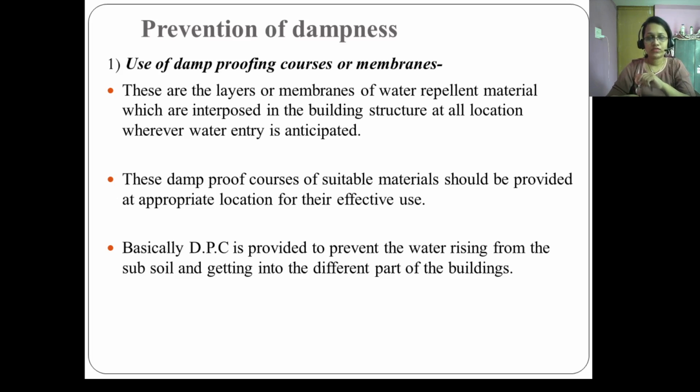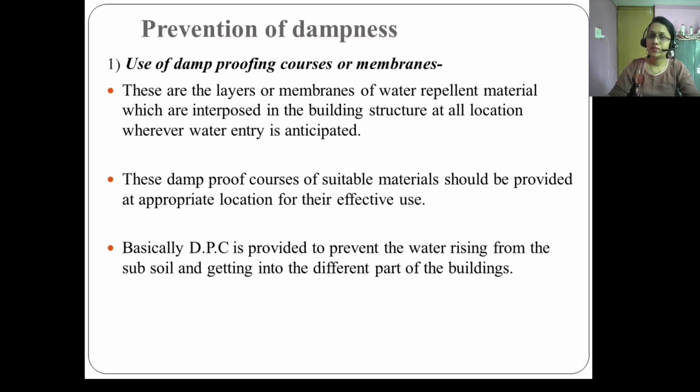Next, coming to prevention of dampness. So the use of damp proofing courses or membranes. This consists of introducing a water repellent material, a membrane or damp proofing course, DPC, between the source of the dampness and a part of the building ascending to it. So these are the layers of the membrane of water repellent material which are interposed in the building structure at all locations. So this damp proofing course of suitable materials should be provided at appropriate location for the effective use.